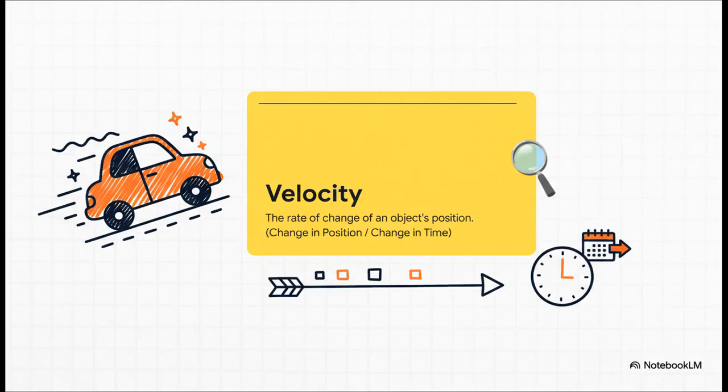First up, velocity. It's just how fast your position is changing. It's that simple. If you drive 60 miles in 1 hour, guess what? Your velocity is 60 miles per hour. It's just the change in your position divided by the change in time.